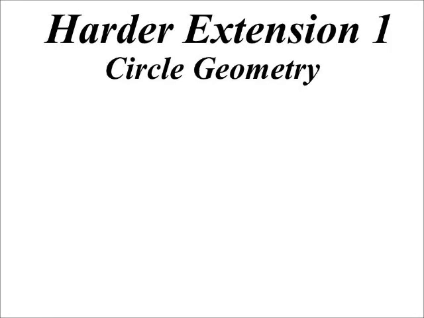So I just want to look at a handful of things when it comes to extension 1, or the hard extension 1, because circle geometry, of course, is a particular favourite they have in extension 2, and that idea of using the converse of the theorem, showing something as a cyclic quadrilateral, and then once you know it's a cyclic quadrilateral, it opens up other theorems that you can use.